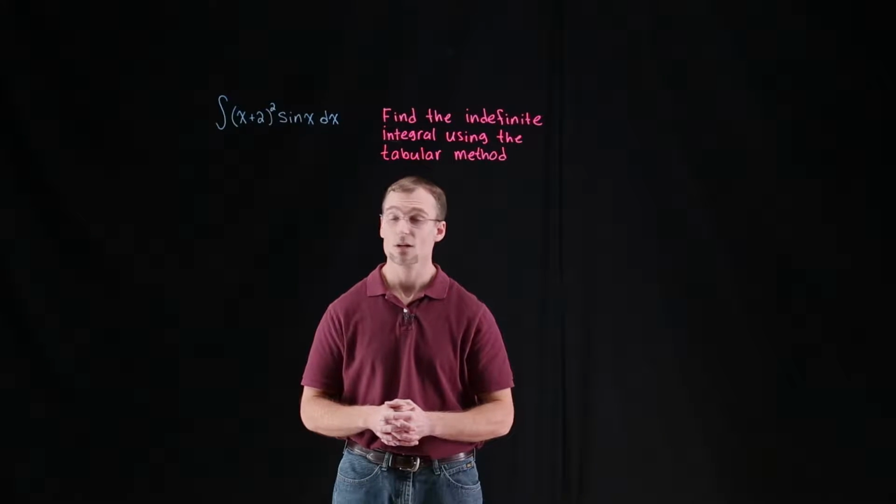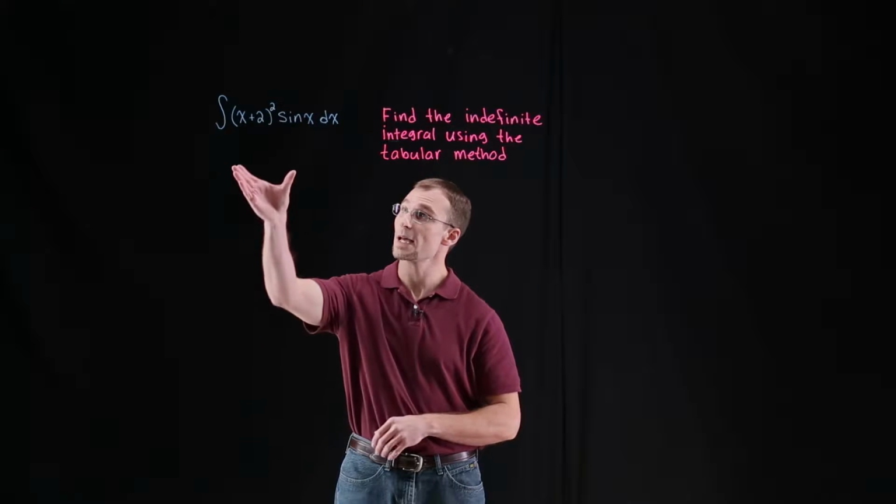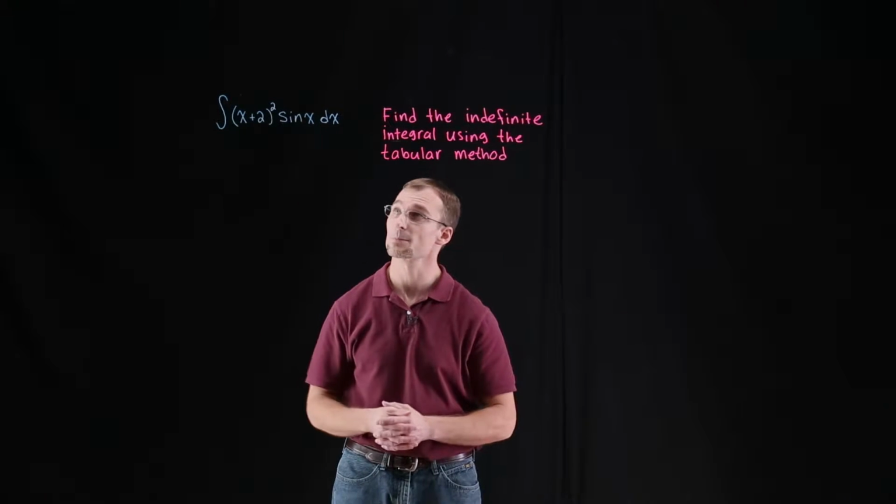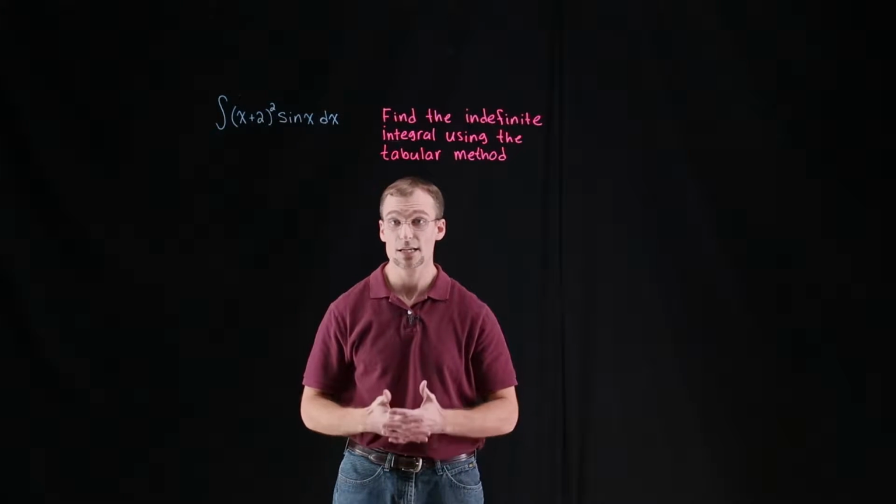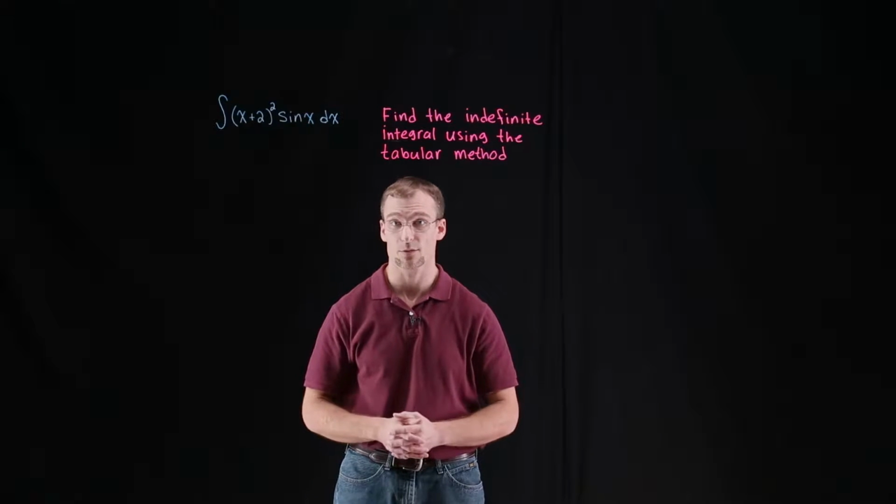Hello everyone, I'm Adam. In this problem, for our indefinite integral, we have the quantity x plus 2 squared times sine of x. We're going to find the indefinite integral using integration by parts, but particularly the tabular method.